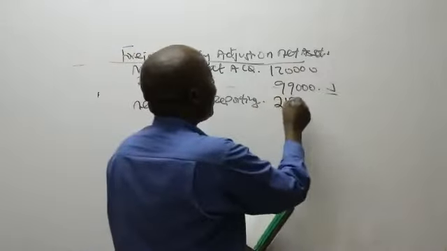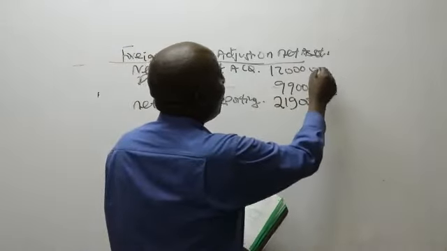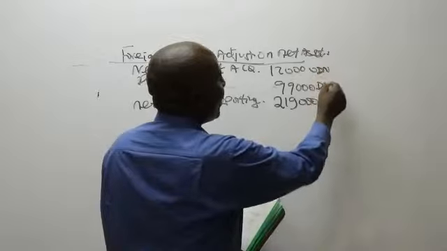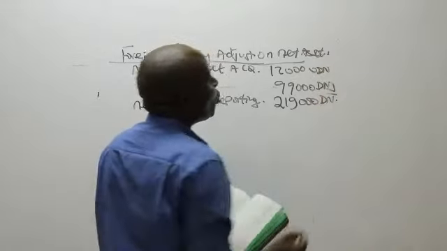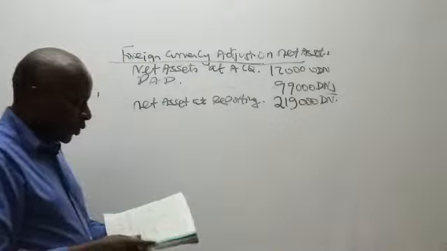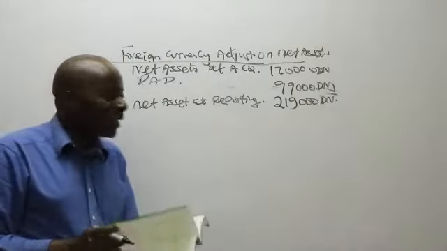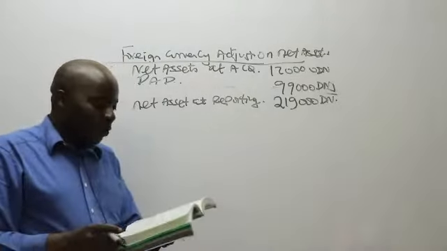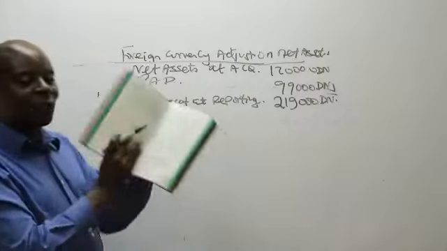219,000. You guys are bright. These are free marks. Remember, all these are still in foreign currency. So I would want us to translate this. Ladies and gentlemen, to translate this, they have given us at note number 5.